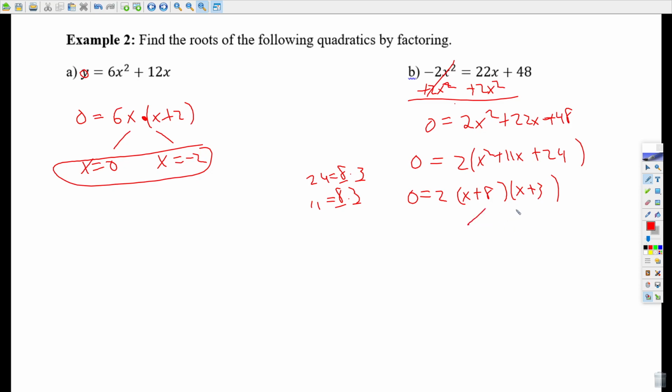And then the 2 values that work here. We don't have to worry about the 2 here. This is 2 times anything. If one of these would be 0, then it would wipe out the 2 as well. So here would give you a -8 and a -3. There's your answers.